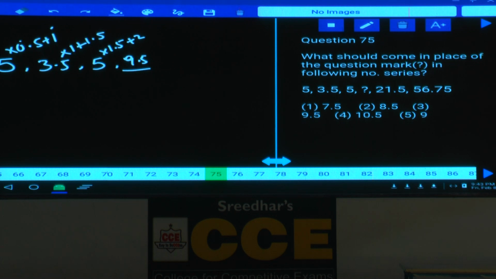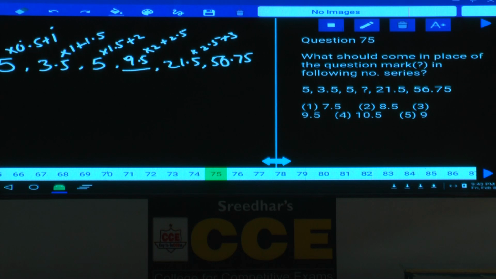Clear now? The next one must be into 2 plus 2.5. Now 9.5 into 2 is how much? 19 plus 2.5 is 21.5, as it is given. And the next one must be into 2.5 plus 3. That will be 56.75. Now tell me what is the missing number here? 9.5, choice 3. The given numbers are multiplied with 0.5, 1, 1.5, 2 and 2.5, and 1, 1.5, 2 are added to this one. Into 0.5 plus 1, into 1 plus 1.5, into 1.5 plus 2, into 2 plus 2.5 and into 2.5 plus 3.